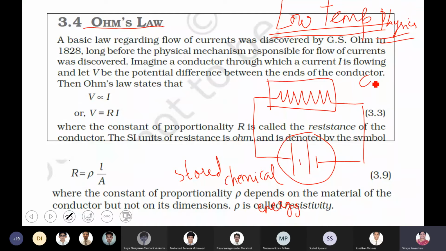If it is a conductor, it will have free electrons, right? Free electrons means valence electrons. Now, what does this power supply do?